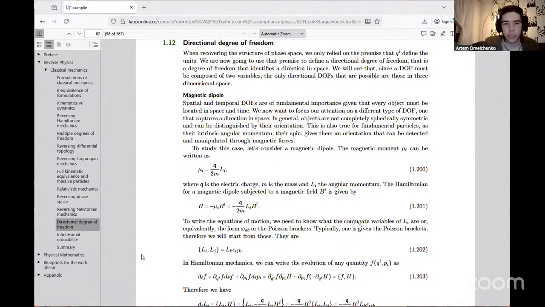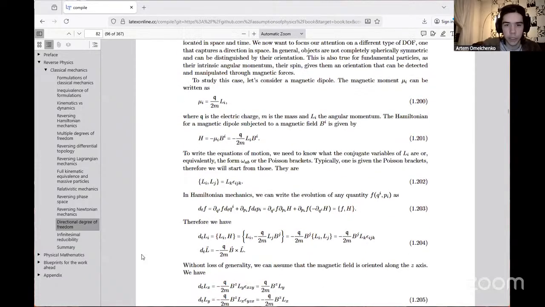To study this case, let's consider a magnetic dipole. The magnetic moment μi can be written in terms of the charge, the mass, and the angular momentum. Oh, okay, that's written there. The Hamiltonian for the magnetic dipole subjected to a magnetic field is given by minus the product of the magnetic moment and the magnetic field.